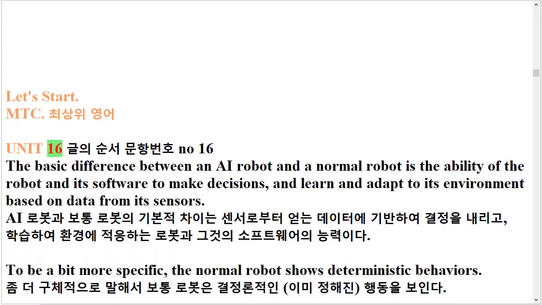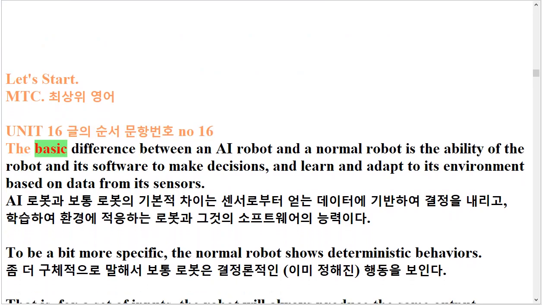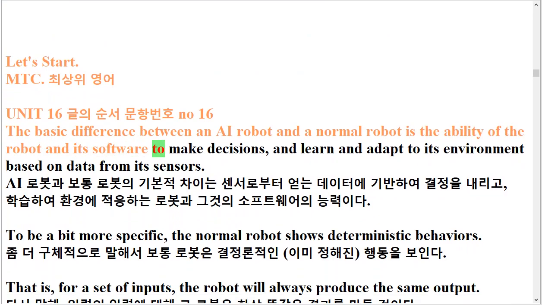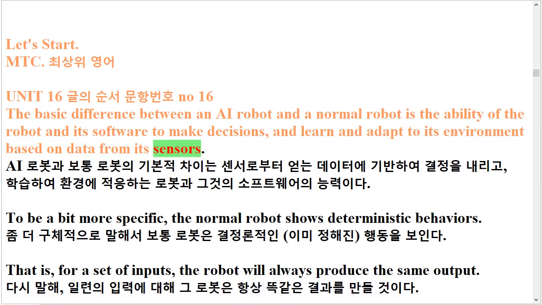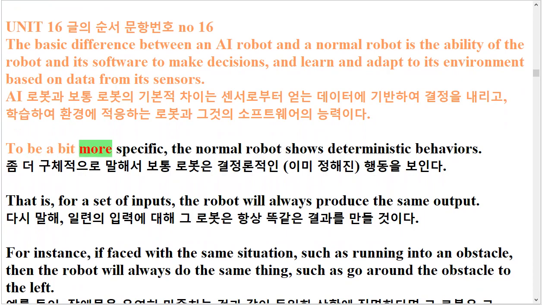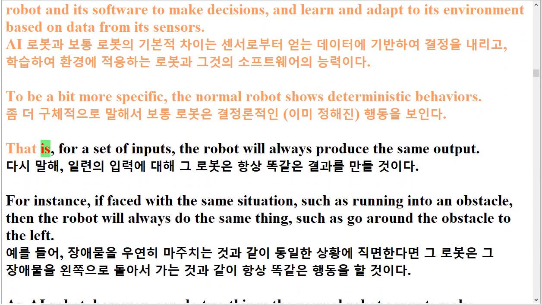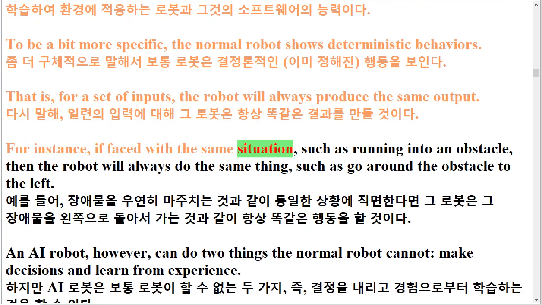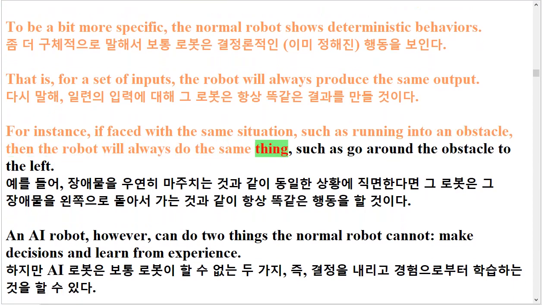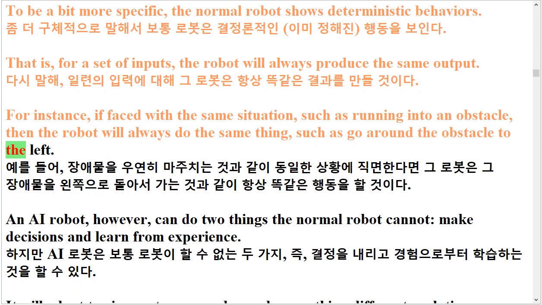Unit 16, Number 16. The basic difference between an AI robot and a normal robot is the ability of the robot and its software to make decisions, and learn and adapt to its environment based on data from its sensors. To be a bit more specific, the normal robot shows deterministic behaviors. That is, for a set of inputs, the robot will always produce the same output. For instance, if faced with the same situation, such as running into an obstacle, then the robot will always do the same thing, such as go around the obstacle to the left.